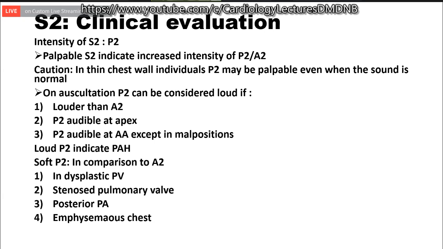Loud P2 usually indicates pulmonary arterial hypertension. Soft P2 in comparison to A2, you can compare with A2. The P2 can be soft in dysplastic pulmonary valve. Can you mention one situation where there is dysplastic pulmonary valve? Dysplastic pulmonary valve. Some congenital hereditary disorder.